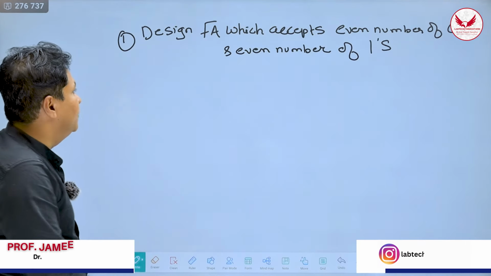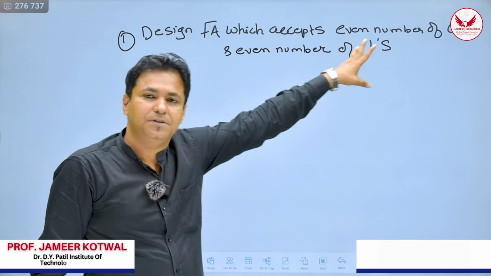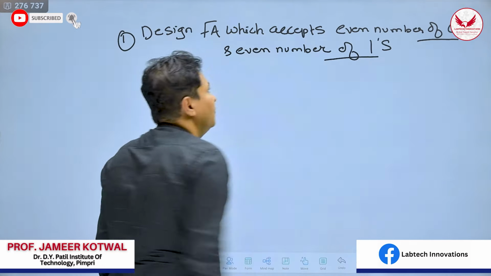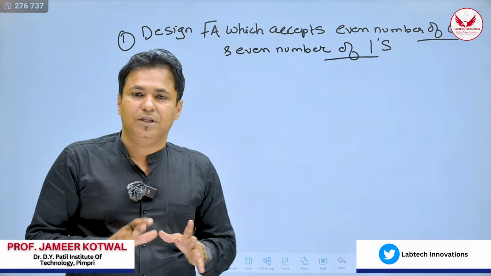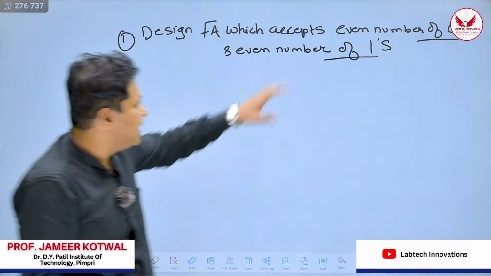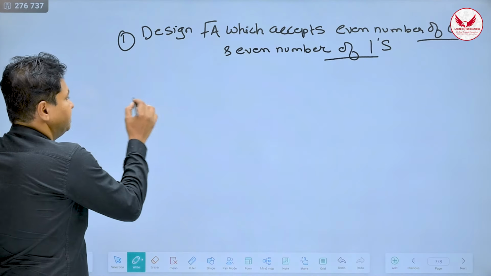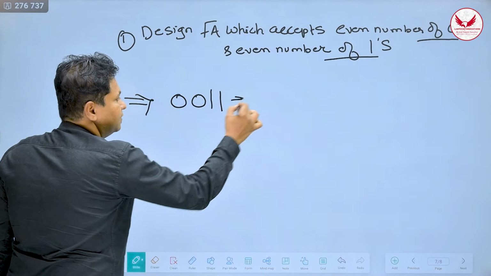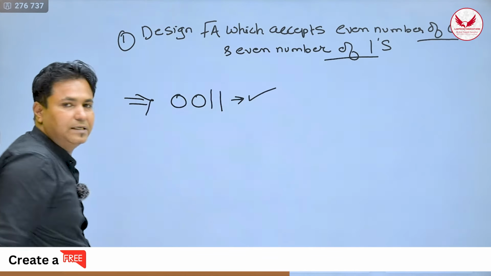Hi friends, today we will see the topic: design a finite automata which accepts the even number of 0s and even number of 1s. So in this machine you are going to process the input, that is 0 and 1, and the machine should halt when my string has an even number of 0s and an even number of 1s. Consider 0 0 1 1, that is an even number of 0s and an even number of 1s. So the machine should enter into the final state.